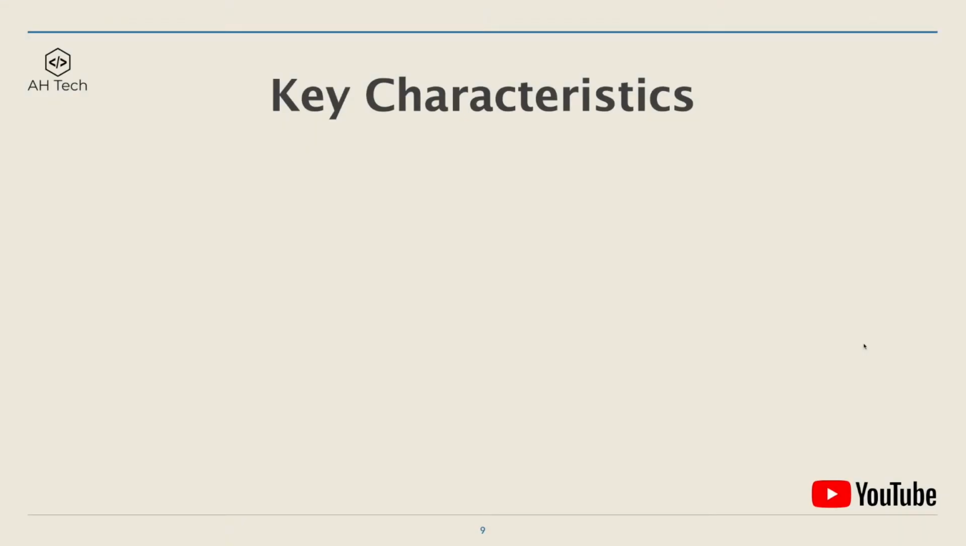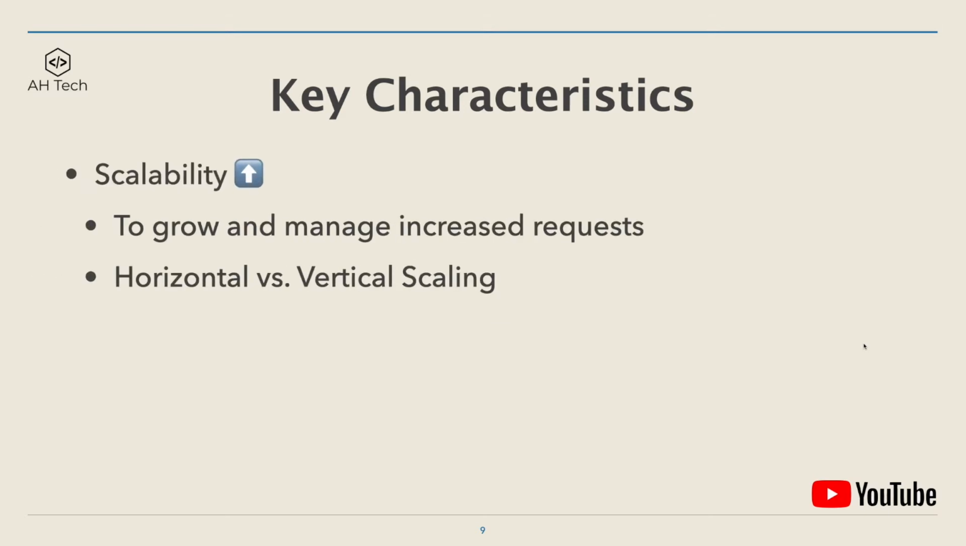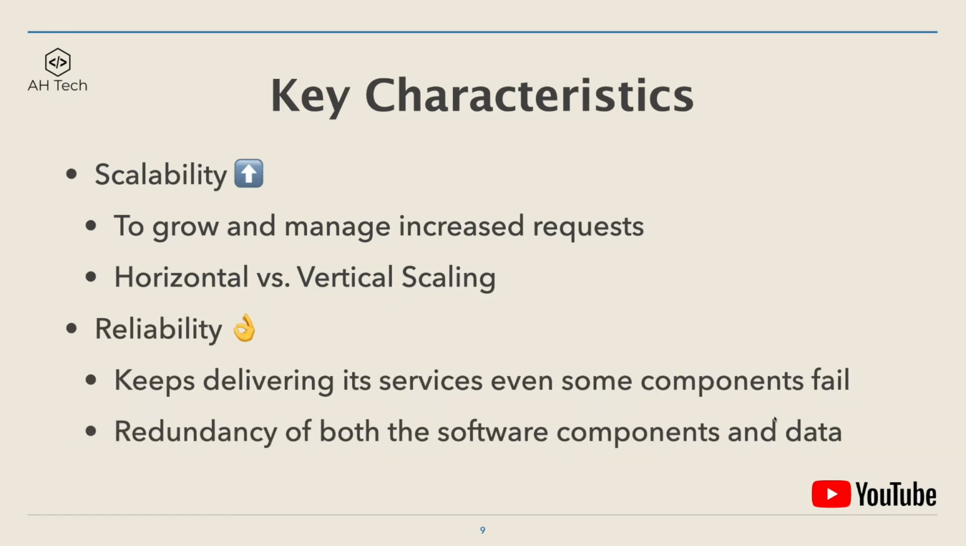Okay, now let's talk about some key characteristics of distributed systems. First and foremost is scalability. The system should be able to grow and manage increased requests, and this can be done by horizontal or vertical scaling. Secondly is reliability. The system should keep delivering its services even if some components fail. Your website should be reliable and running anytime because a server shutdown means losing revenue and users. And this can be done by having redundancy backup for both software components and data.